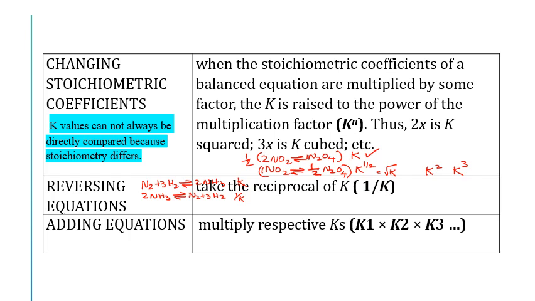And now another modification for the equation we normally do is adding different equations to get a specific net equation, correct? When you add, each equation will have different K values. So to get the new one, I have to multiply the K values. Let's see each one with an example.